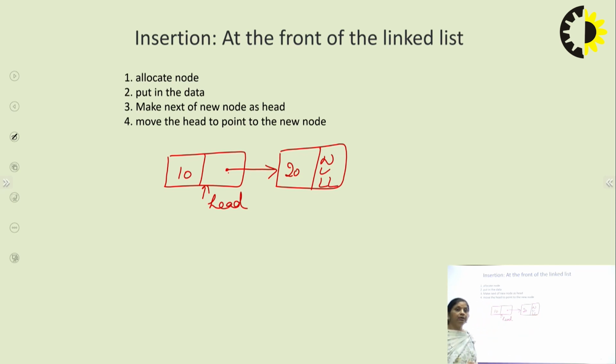Now what I'm going to do, I have to insert at the front of this linked list. So I have to insert some value. Let me say I have to insert 5. So firstly, I have to insert 5. It means I need memory where 5 will be stored.